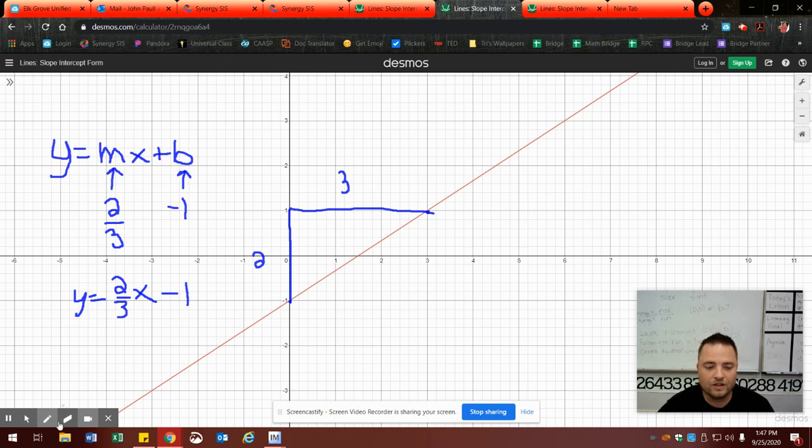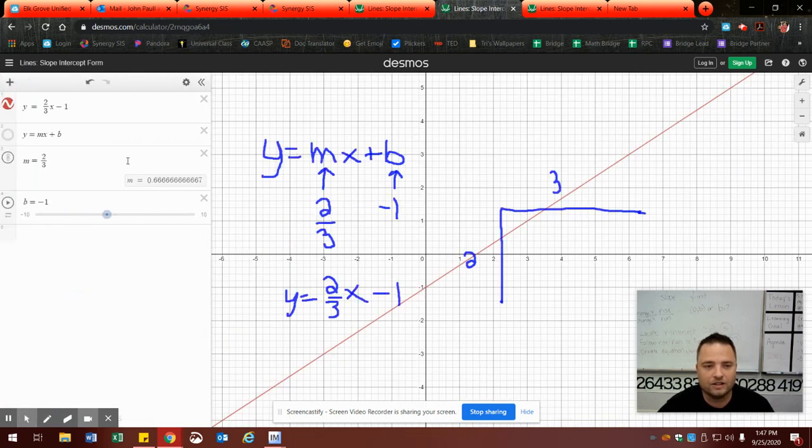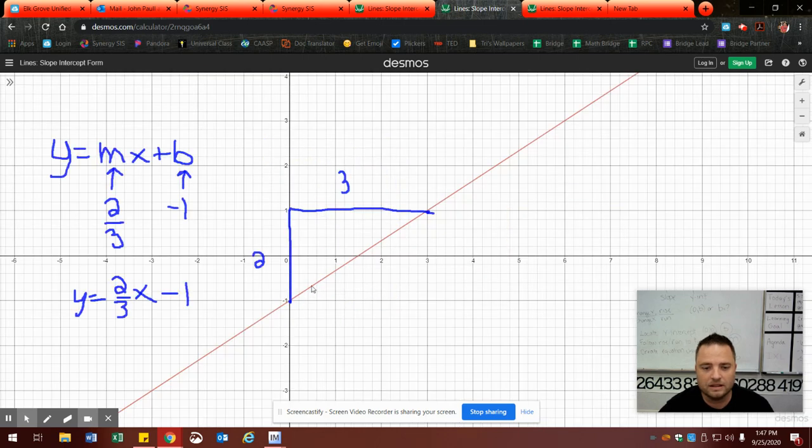Well, now I can show you that that's actually true. When we unlock this, you'll see that the equation of this line is y equals 2 over 3x minus 1. 2 over 3 is the slope, meaning the connection between 2 points that I know for sure, and the y-intercept is my starting point, where it crosses the y-axis.